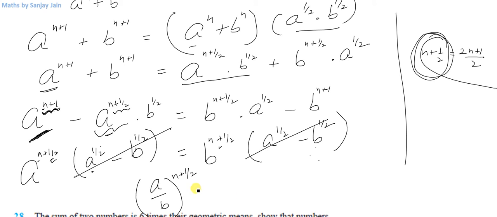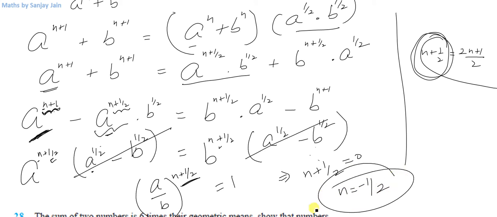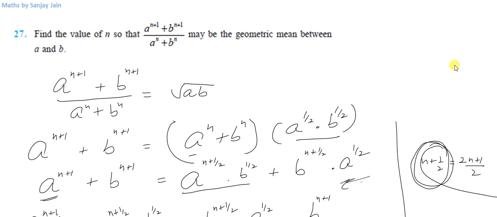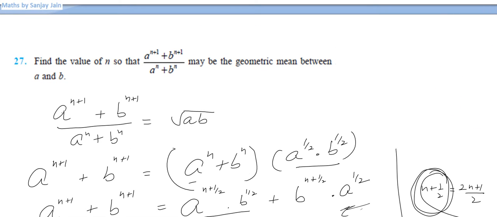So a by b raised to power n plus 1 by 2 is equal to 1. And we know that a and b are two different numbers, they are not equal. So this power n plus 1 by 2 has to be equal to 0. That means n will be equal to minus 1 by 2. Okay. The calculation part that I have done here is you can do it your own way, but the result will be same. N will be equal to minus 1 by 2.